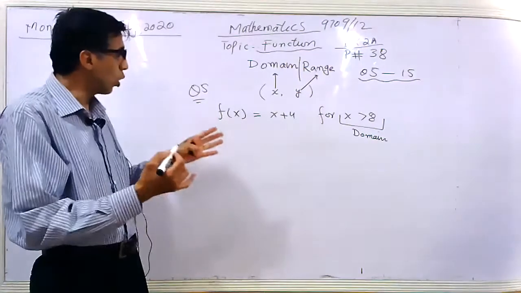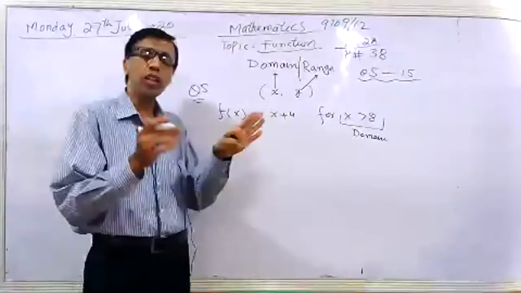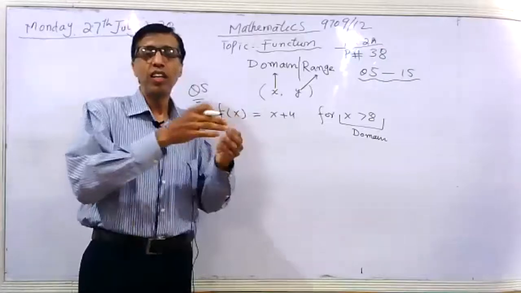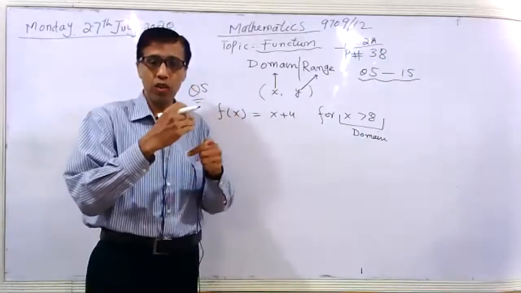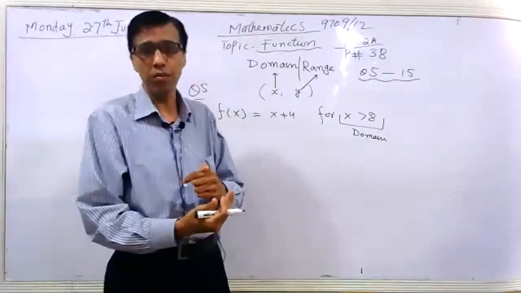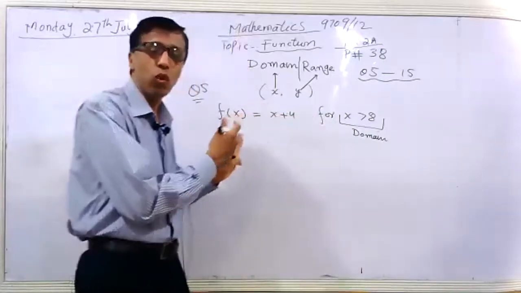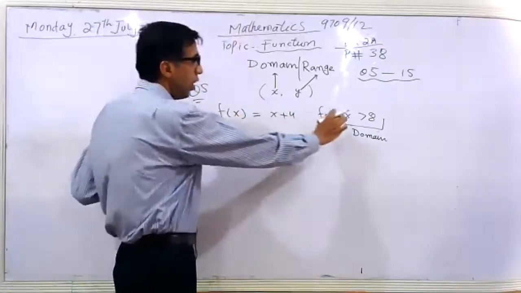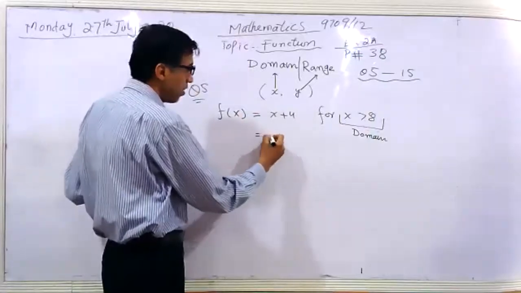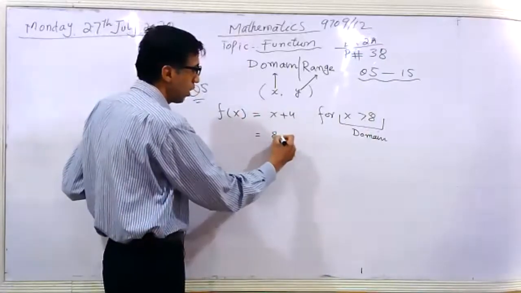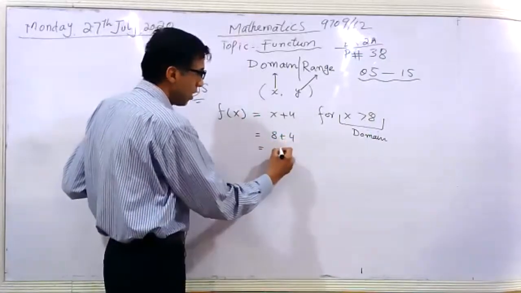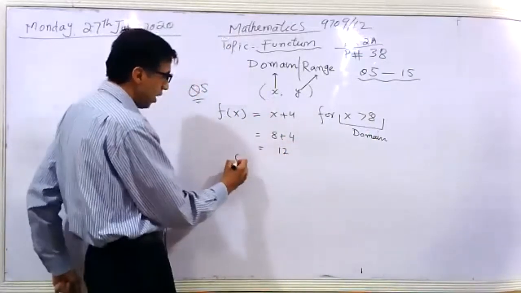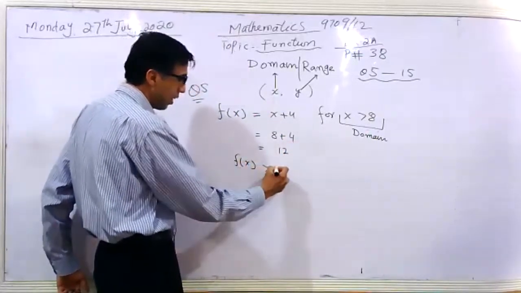Now we have to get the range. Actually, f of x is equal to y. In functions, whenever f of x comes, we will consider it as y. So we have to get the value of y. X greater than 8 means if I keep the value of x as 8, my answer comes 12. What would be the range of this? f of x is greater than 12.